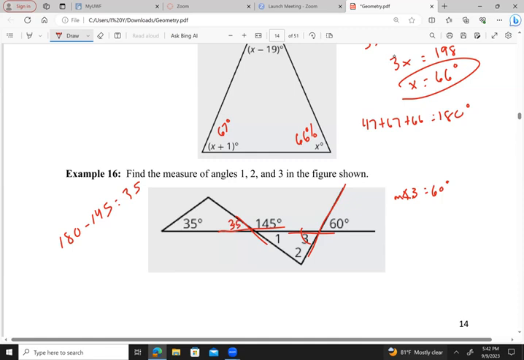Now, if this is 35, the measure of angle 1 is 35 as well. And then to get the measure of angle 2, 180 minus 60 plus 35. 180 minus 95 equals 85.